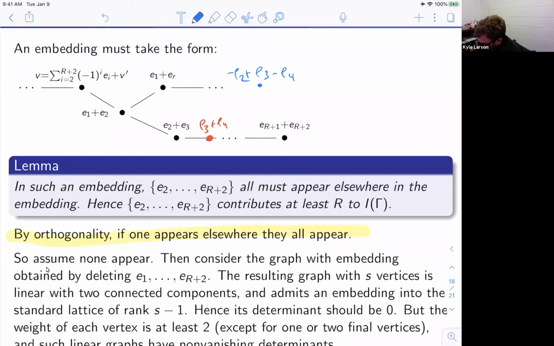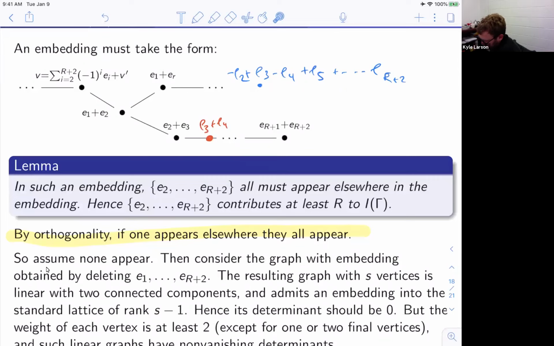Because this vertex is orthogonal to each of these vertices in the 2-chain leg, we have to pick up all of these basis vectors all the way to ER plus 2. So that's the argument for this claim, right? If one appears elsewhere, they all appear, which is actually what we want. We want to say they all appear somewhere else, and therefore they each contribute positively to I.